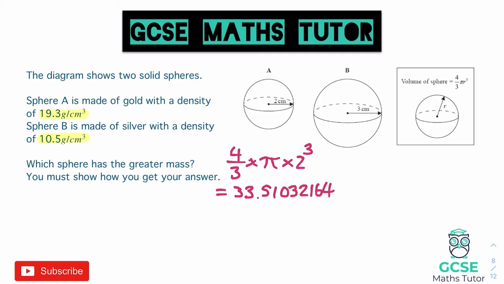Now I've got two options at this point. I could either go and work out the volume of B and then work out their masses, or I could just straight away work out the mass of A and then do it all with the second one. I'm going to do that route because I've got this long number on my calculator. It just saves me typing it all back in again. So let's just straight away work out the mass.